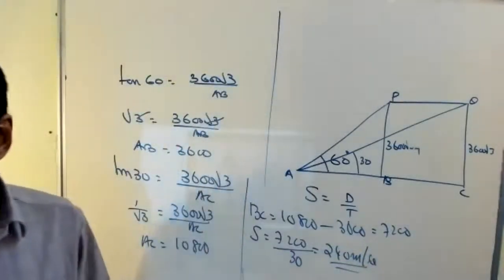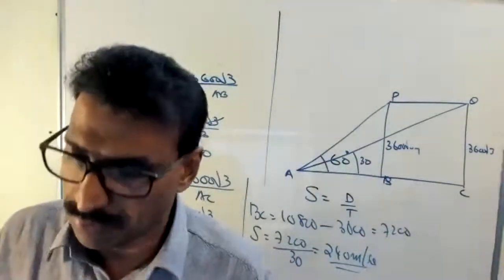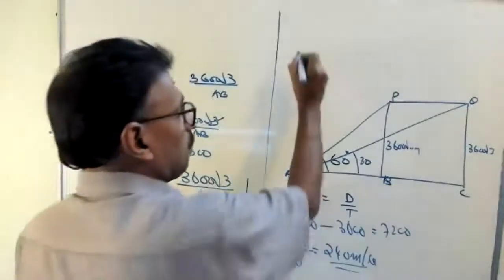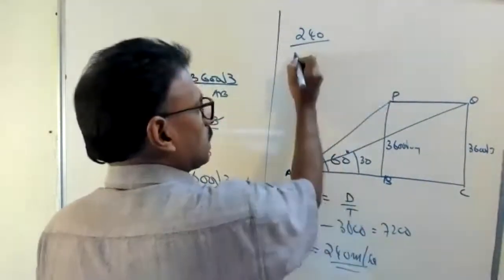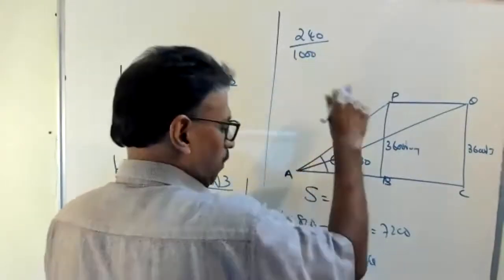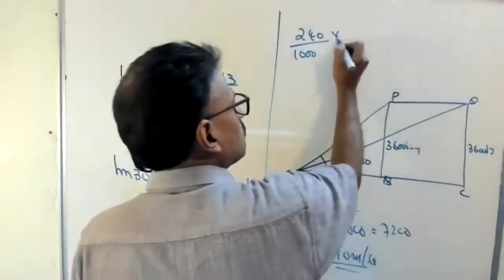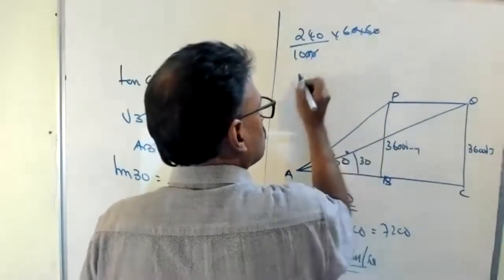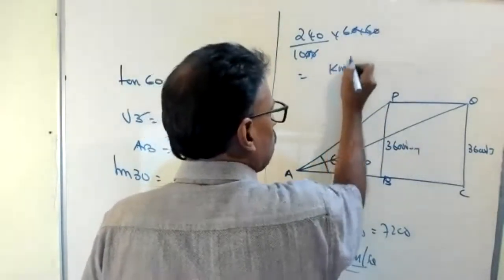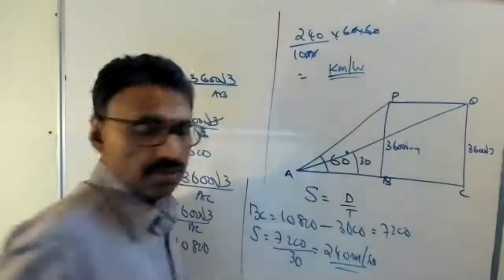Meter per second. Usually the speed is given in kilometer per hour, as it's a big quantity. So how to convert? 240 divided by meter to kilometer, 1,000 per second. That's going up. 60 into 60 cancel. That much of kilometer per hour. You write in kilometer per hour.